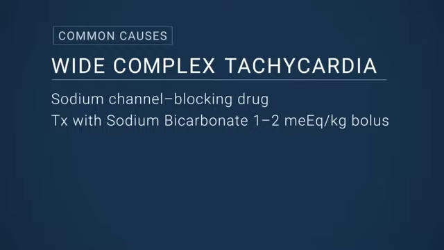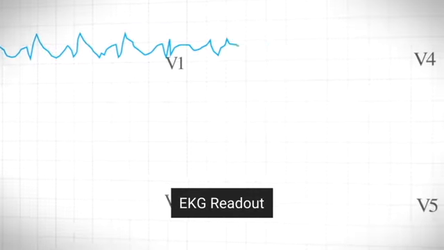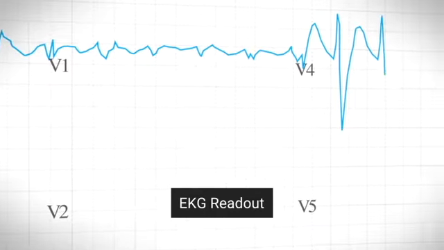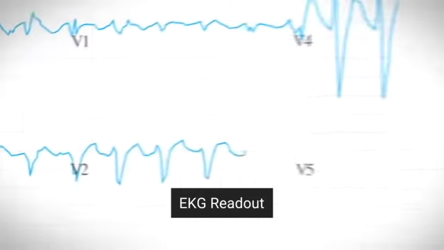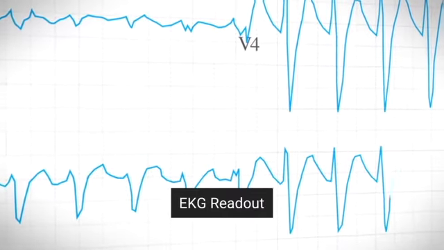These folks will usually have a very prompt response. Their QRS complex will narrow, their cardiovascular status will improve. Occasionally you may need to repeat the doses or give multiple doses, but in general patients with a sodium channel blocking drug are going to respond pretty promptly and effectively to boluses of sodium bicarbonate.